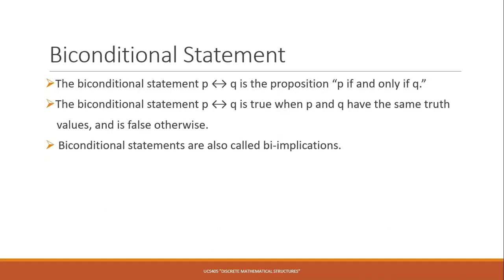Next, biconditional statement. A biconditional statement is represented like P biconditional Q. It is the proposition which means P if and only if Q. The truth value of a biconditional statement is true when both P and Q have the same truth values. That is, either both of them are true or both of them are false. Otherwise, the truth value of this biconditional statement will be false. Biconditional statements are also known as bi-implications.